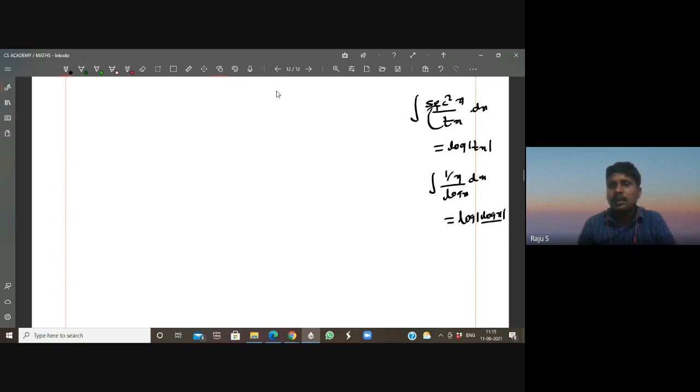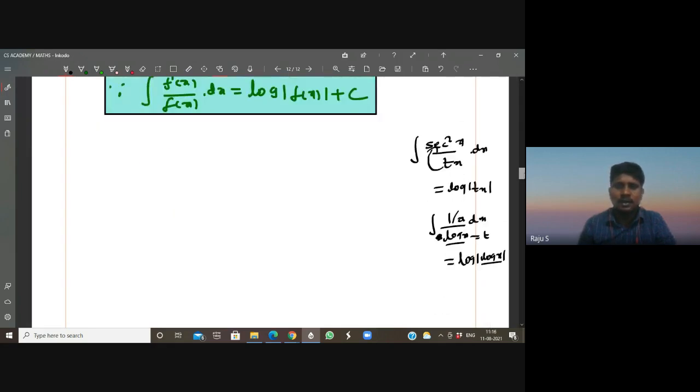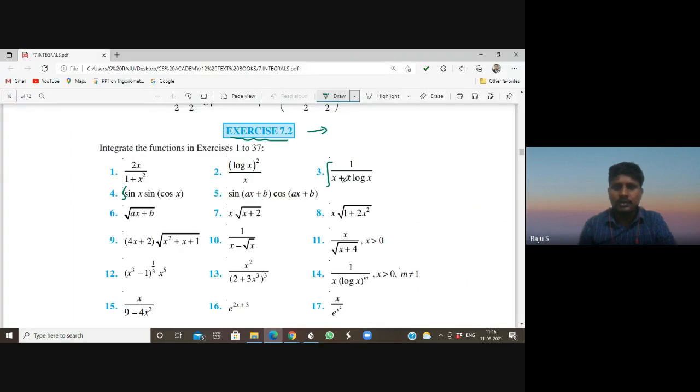Simple, but they don't give the question like this. They may give the question like 1 by x log x, where the x you should write in the numerator. Now you can take log x as t, the substitution method. Here we are using this formula indirectly. Coming to the next question.